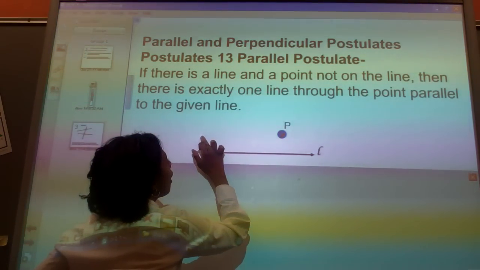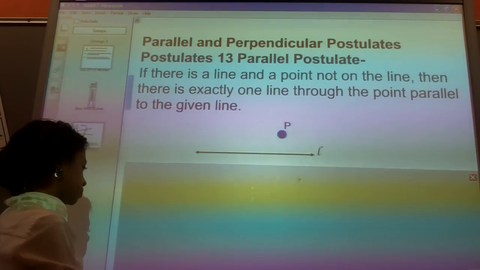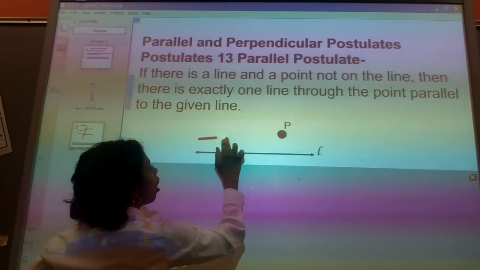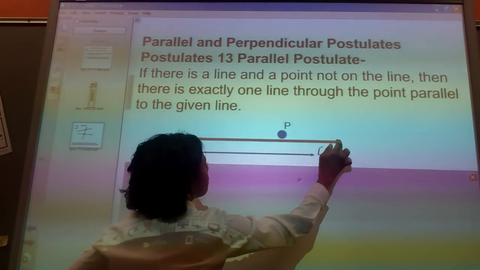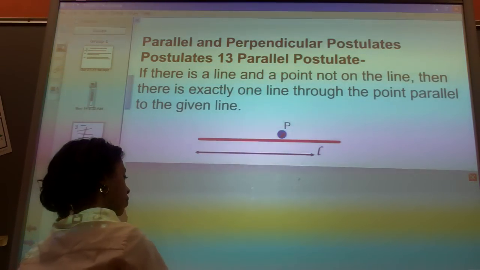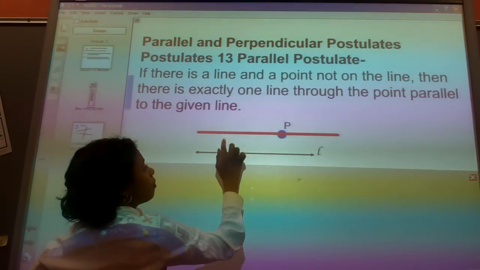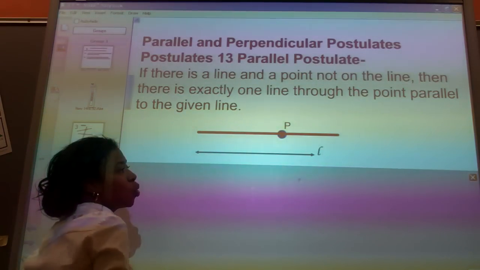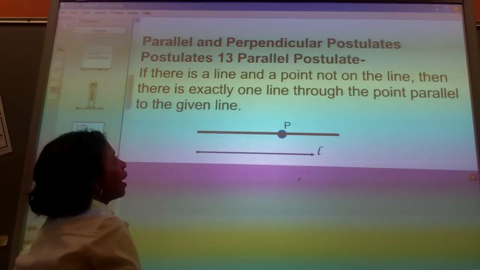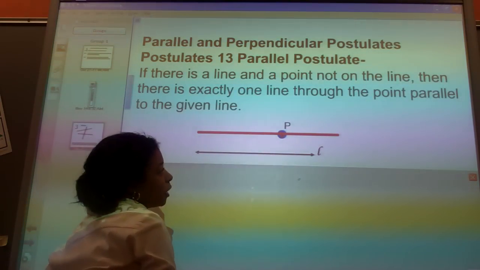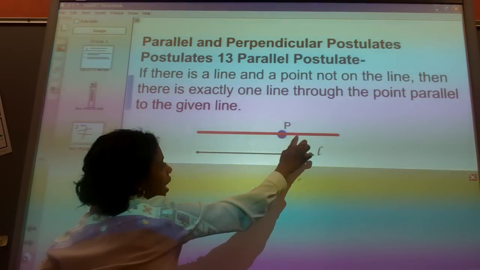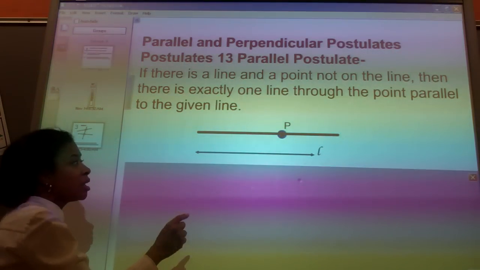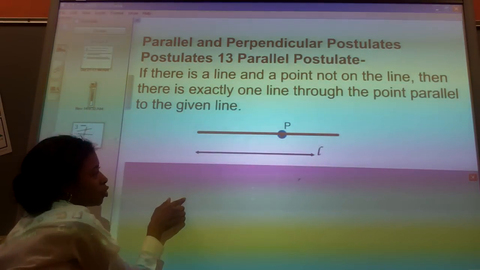If I were to draw that line, like so, it'd have to be parallel, and that means that my new red line is parallel to line L, okay? One point, that point P, goes through it, and that same red line is parallel to line L. There's only one way or direction I can draw that.